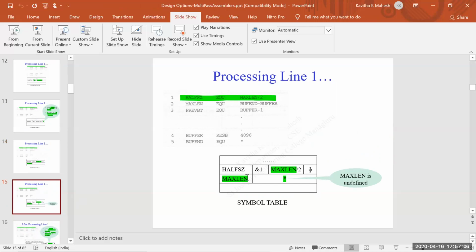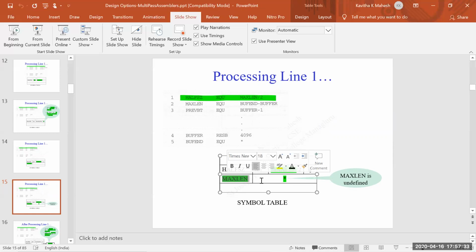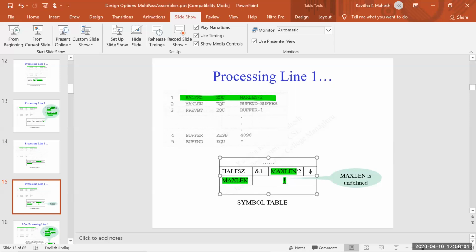Maxlen is the name of the symbol, and in the value field we enter star, indicating that the symbol is undefined. For every entry made into the symbol table, you have to keep two other pieces of information: the number of symbols that are undefined in the defining expression, and the list of symbols that are dependent. Now for maxlen, how many symbols in the defining expression are not known? Please note, maxlen is not yet defined. The definition for maxlen appears only in a later part of the program. So the second column cannot be filled now, because the defining expression for maxlen is not yet encountered. The third column indicates the value which we have already entered, that is star.